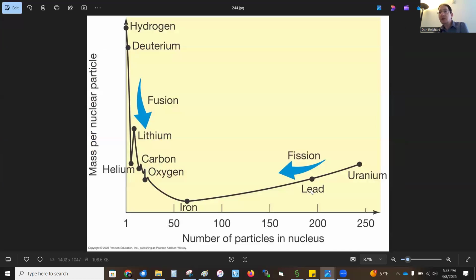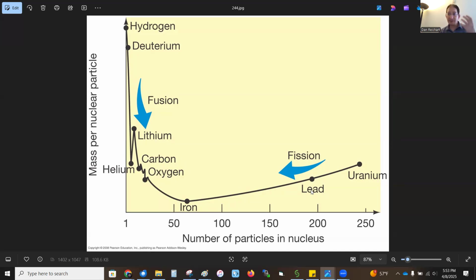So here's a chart from nuclear physics or nuclear chemistry. It's the amount of mass per nuclear particle. So if a nucleus has 10 nucleons, take the mass of the nucleus and divide by 10. What's the average mass per particle? And you might think it's all kind of the same. Protons all weigh the same, neutrons all weigh the same, but in combination, they don't.